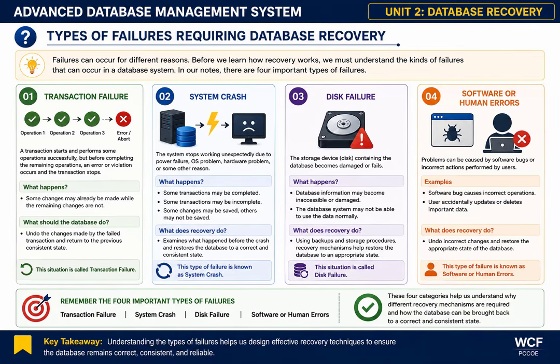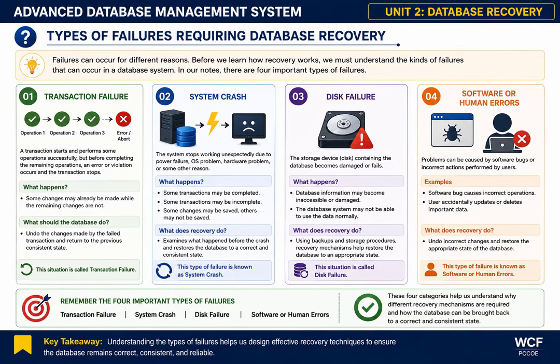The third type is disk failure. We know that the database is ultimately stored on storage devices, such as disks. Now imagine that the storage device containing the database becomes damaged or fails. If the database information stored on that device becomes inaccessible or is damaged, the database system may not be able to use the data normally. This situation is called disk failure. In such cases, recovery mechanisms, along with appropriate backup and storage procedures, can help restore the database to an appropriate state. The fourth type is software or human errors.